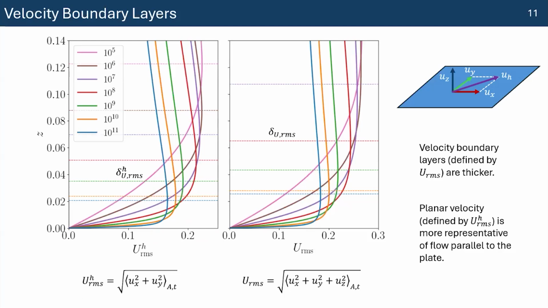And then we look at the velocity profiles in the boundary layer. There are two ways that we have looked at the velocity profile. At the bottom plate, we can look at the velocity parallel to the plate, which is taken from UX and UY, and that is what we call UH-RMS. And then we can take all three components, which is URMS. We look at the boundary layer thickness based on both these quantities, and we can see that the UH-RMS boundary layer thicknesses are smaller than the URMS boundary layer thicknesses. And this has an important implication, which we will discuss in the coming slides.